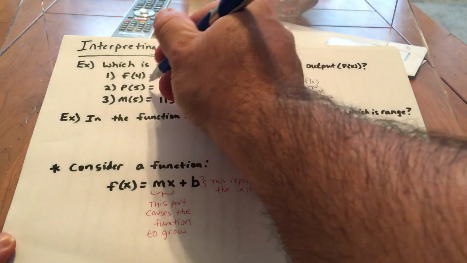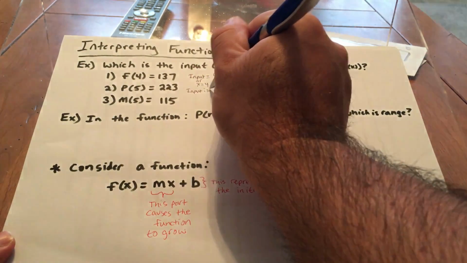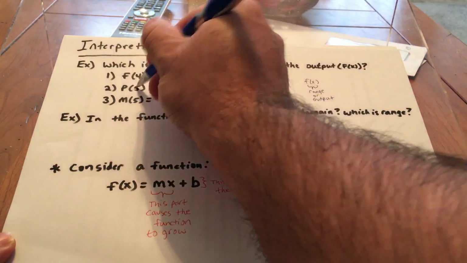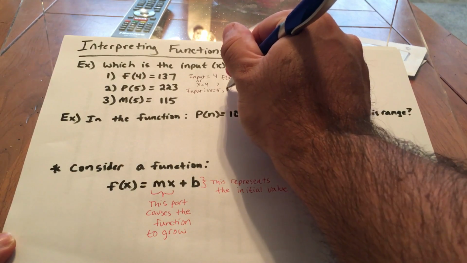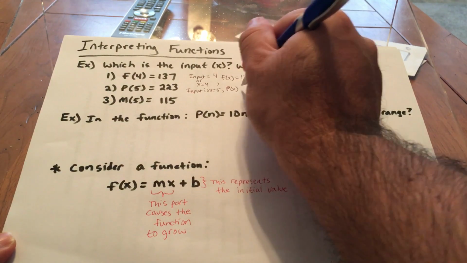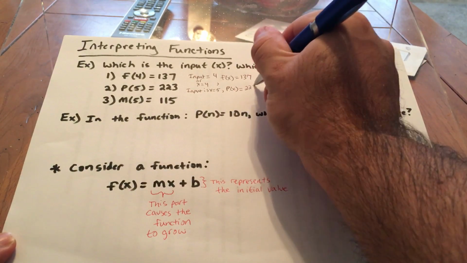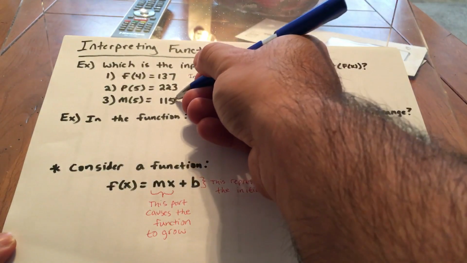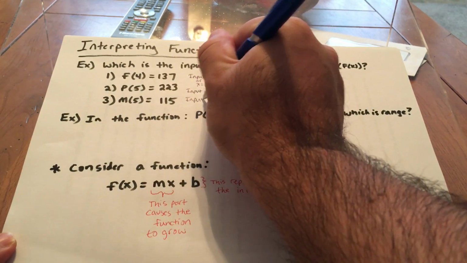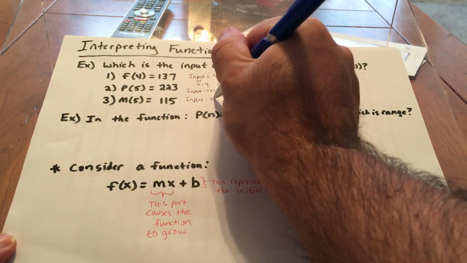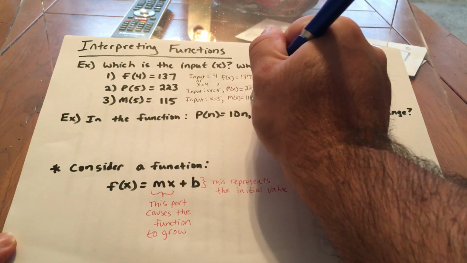All right. So in this second problem, our input is x equal to 5, because that's what's in the parentheses. And our output, p of x in this case, doesn't matter what the notation is, it's always the same. P of x is 223. All right. In this problem, m of 5 is equal to 115. Your input is x equal to 5, and your output m of x is equal to 115.